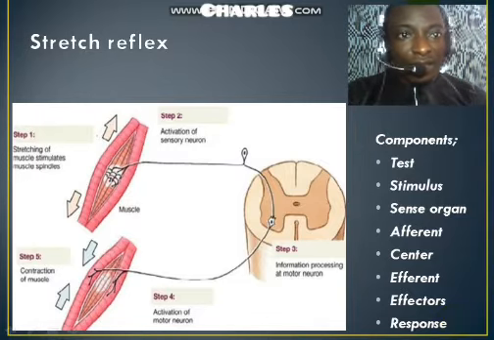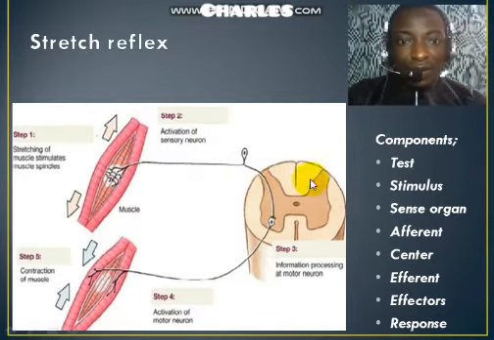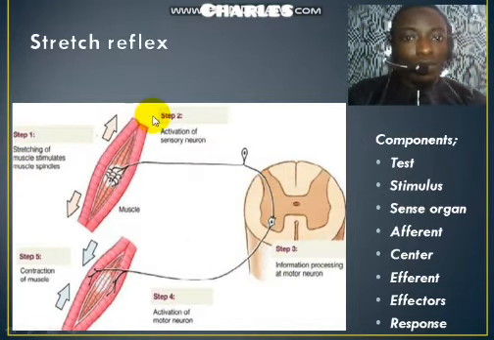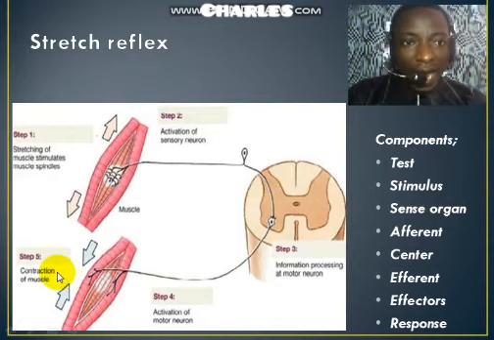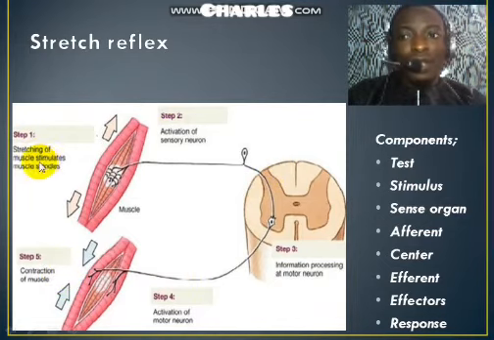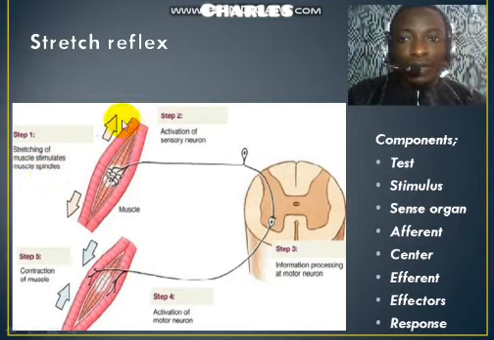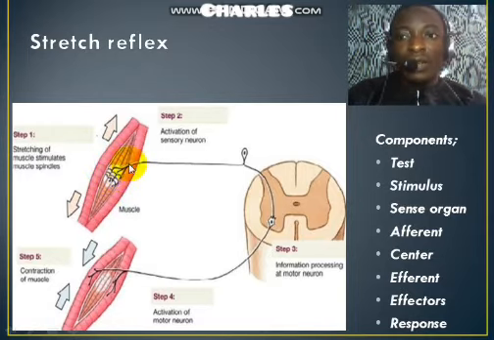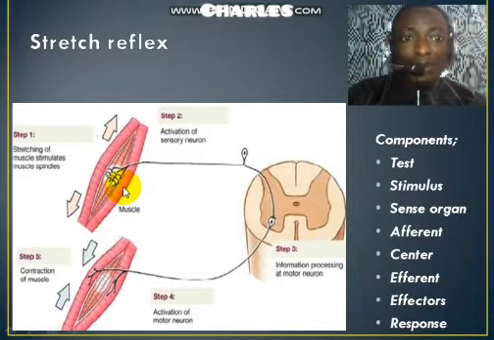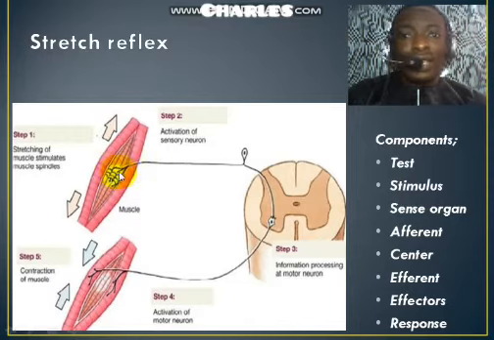Fantastic. This diagram here summarizes the stretch reflex. We have step 1, step 2, down to step 5. Now, in step 1, stretching of the muscle stimulates the muscle spindle. This is the muscle spindle. Are you getting me? Now, when the muscle is stretched, the muscle spindles are stimulated. Remember, the muscle spindles are the receptor organs or the sense organ of the skeletal muscle. Now, the stretching of the muscle spindle will actually activate the afferent neuron.